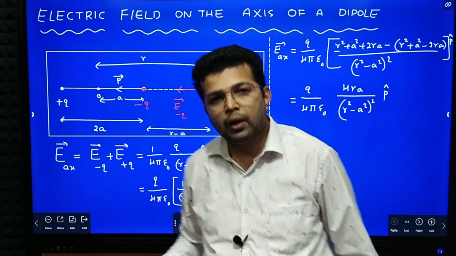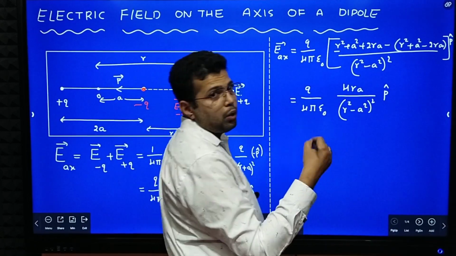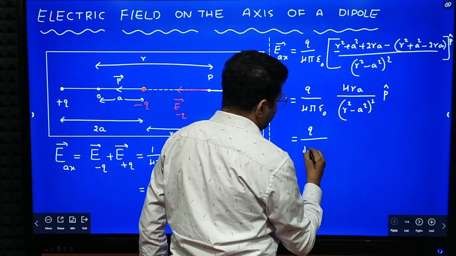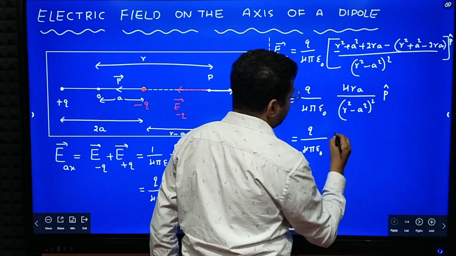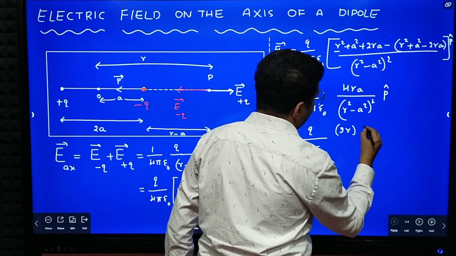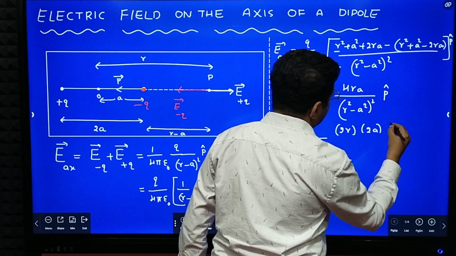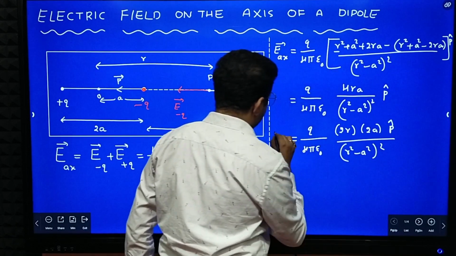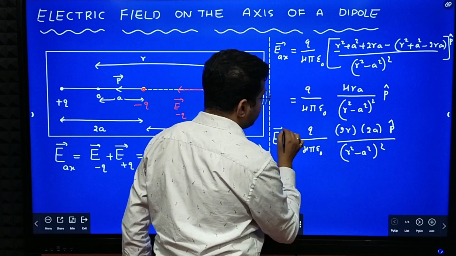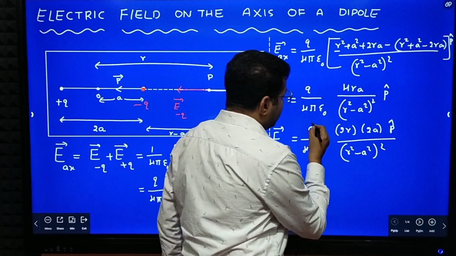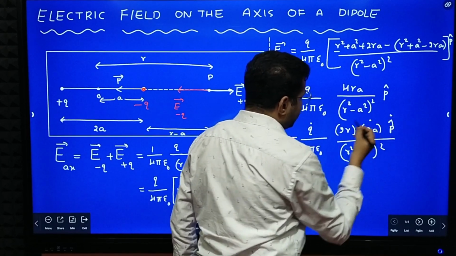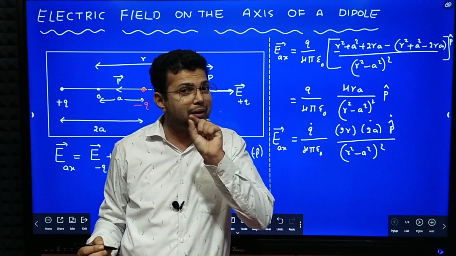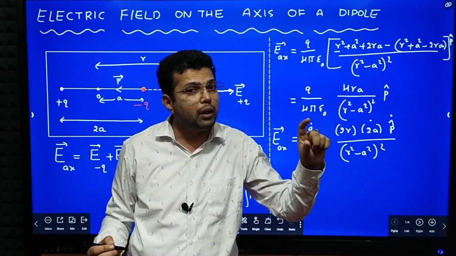Now what we will do? We will split this 4ra into 2r into 2a. Okay, what I'll write? q divided by 4 pi epsilon naught into 4ra can be written as 2r into 2a into p cap divided by (r square minus a square) whole square. This is the equation for axial electric field. Now, what is q into 2a into p cap? q into 2a into p cap means electric dipole moment. You remember electric dipole moment vector p is equal to q into 2a into p cap.